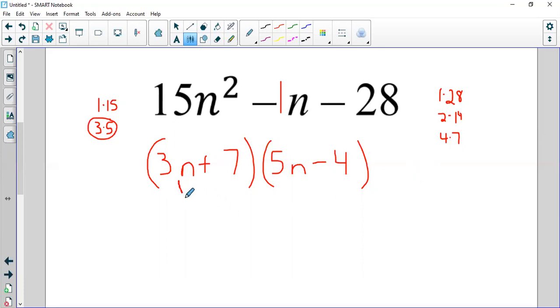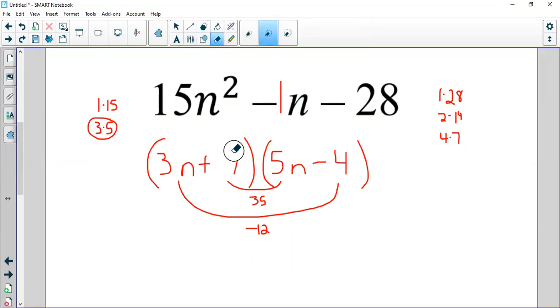Well, my outer product gives me negative 12n, and my inner product gives me a positive 35n. Do they subtract to make 1? No. So I know that this pairing is not right. So I'm going to do some erasing. And instead of doing the 7 there and the 4 there, I'll reverse them and see what happens.